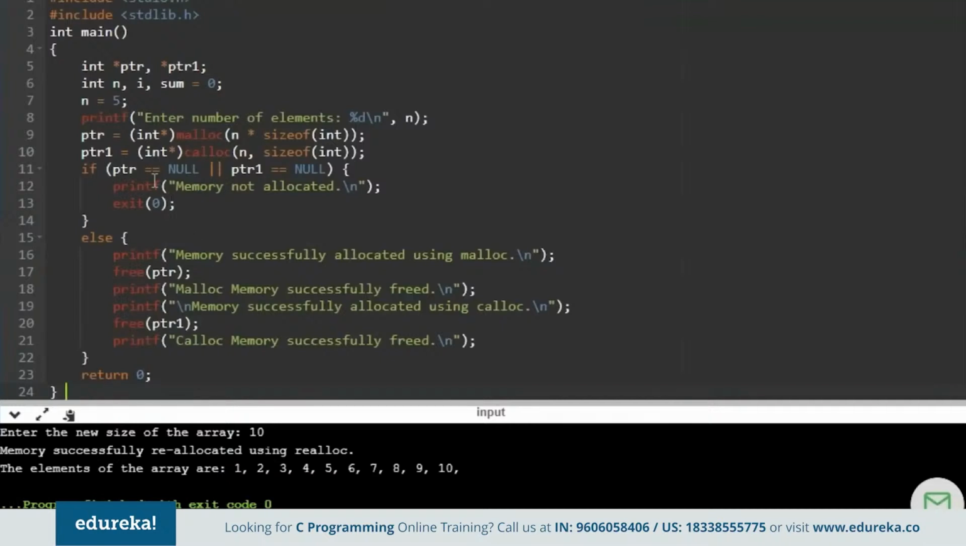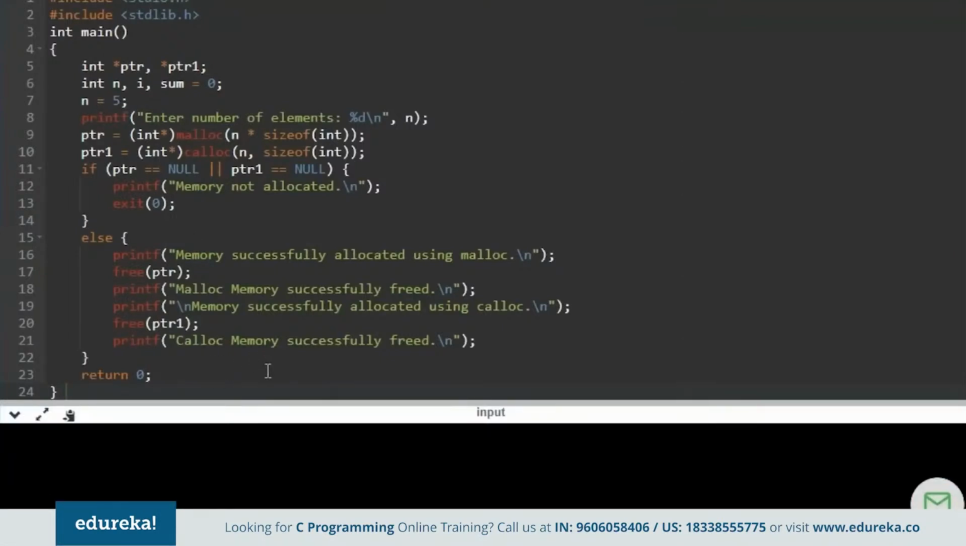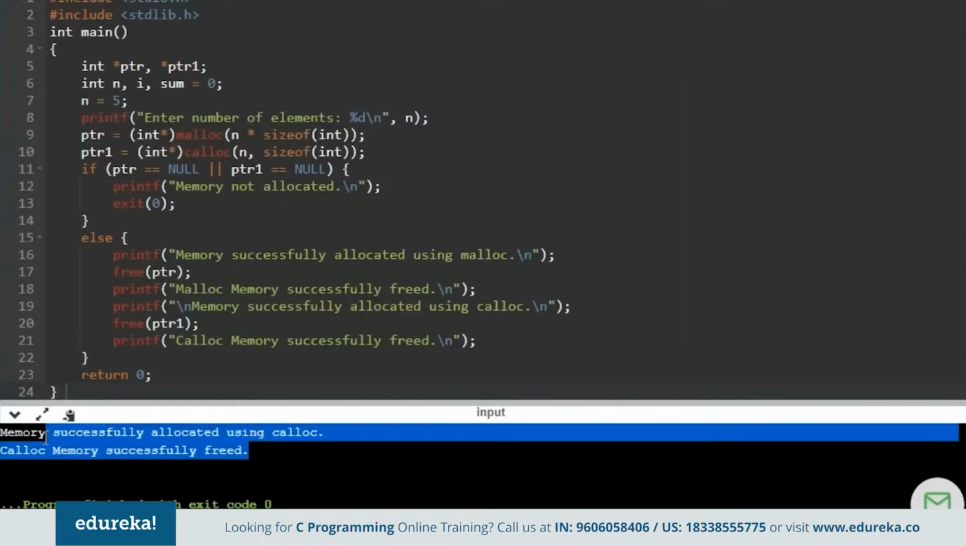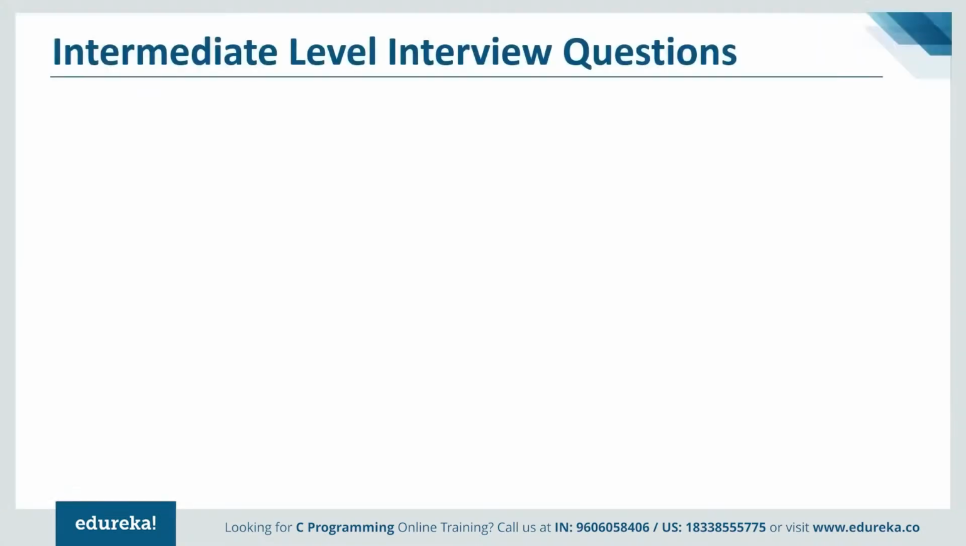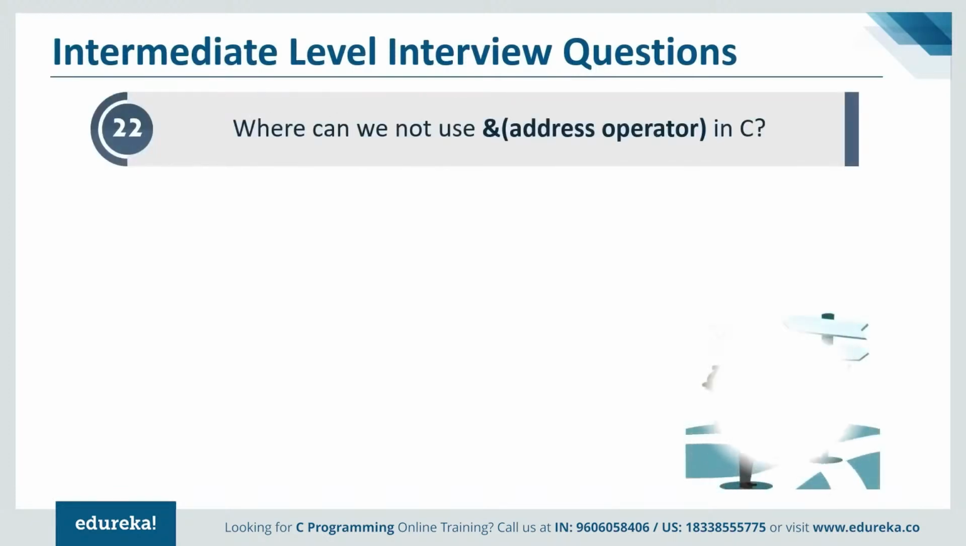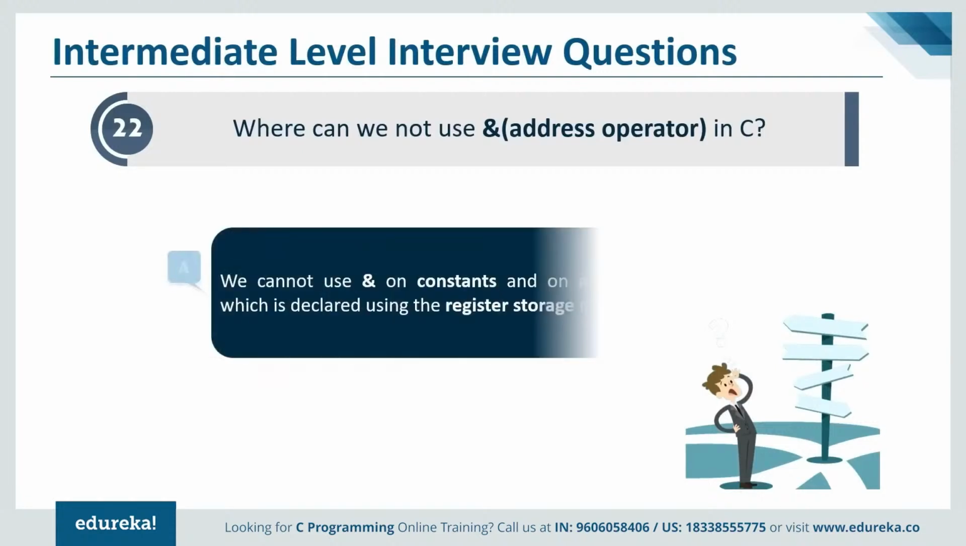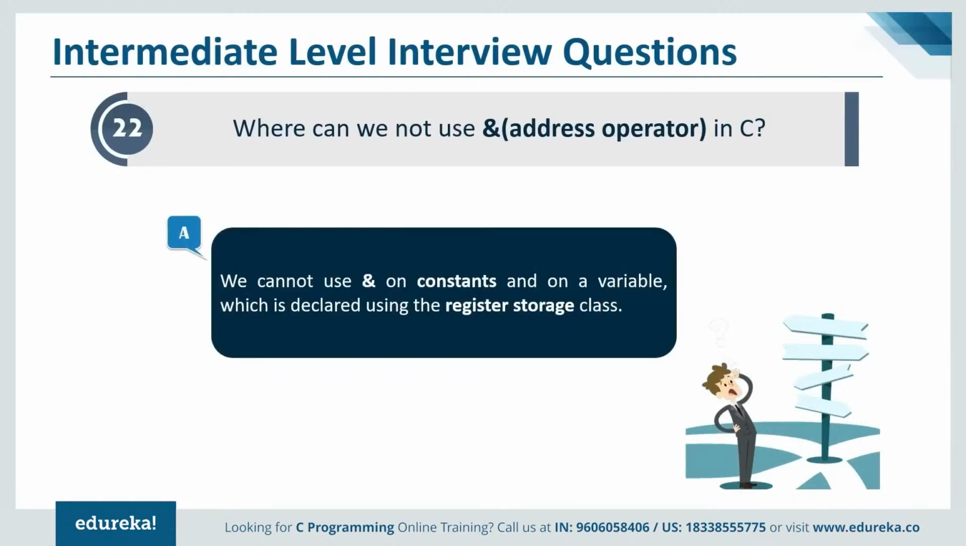This particular example is based on the free function, and now let us execute this and see whether it can clear all the memory used by calloc, malloc, and realloc or not. You can see that the memory has been successfully cleared, and now let us continue with our next question. The next question is, where can we not use the address operator in C? The address operator is none other than the ampersand operator, which we use along with scanf or printf functions. We cannot use the ampersand on constants and on a variable which is declared using the register storage class.